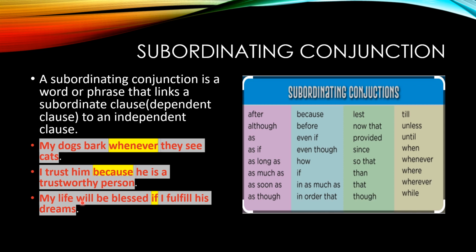Let's take another example. My life will be blessed if I fulfill his dreams. So I fulfill his dreams is an independent clause which is not depending on any other sentence. But yes, my life will be blessed only if you fulfill your dreams, right? Or if you fulfill somebody else's dream. So that's why if is a subordinating conjunction which is joining an independent clause like I fulfill his dreams to a dependent clause like my life will be blessed. So I hope you get this subordinating conjunction.